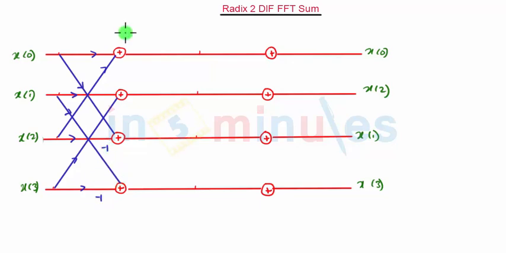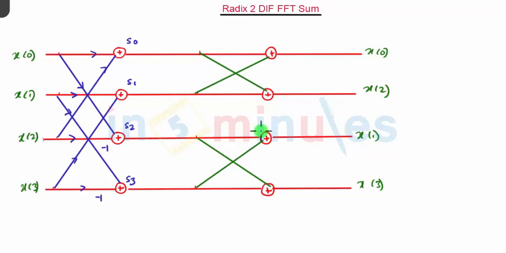The outputs of stage 1 can be named as S0, S1, S2, S3. Now at the second stage, that will give us the final output, we would mark them as directly x0, x2, x1 and x3. Now we also mark the directions. Here we can see that the minus 1 factor lies here, and also W4 raised to 0, that is the twiddle factor, will lie here. Now let us solve this sum.